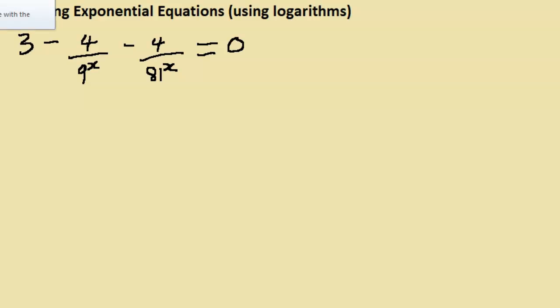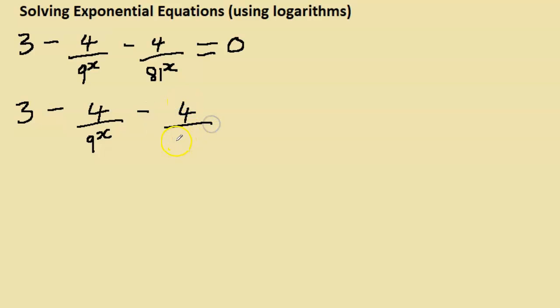So here we have another problem: 3 minus 4 over 9 to the power of x minus 4 over 81 to the power of x. And right away we recognize that we can rewrite the 81 to base 9. Right? Let's do that. So we have 3 minus 4 over 9 to the power of x minus, and of course 81 can be rewritten as 9 squared, right? So that's 9 squared to the power of x is equal to 0.